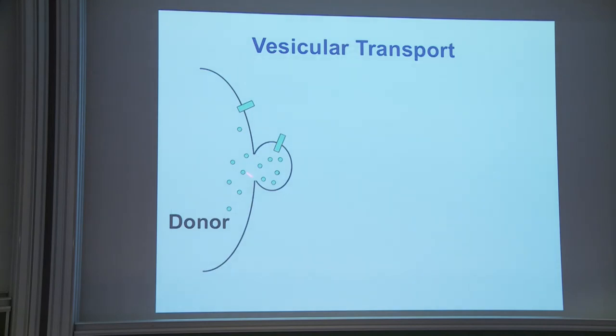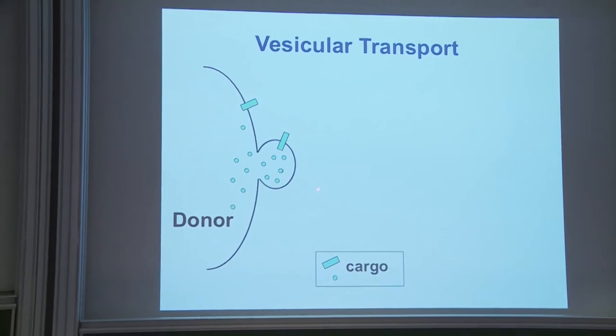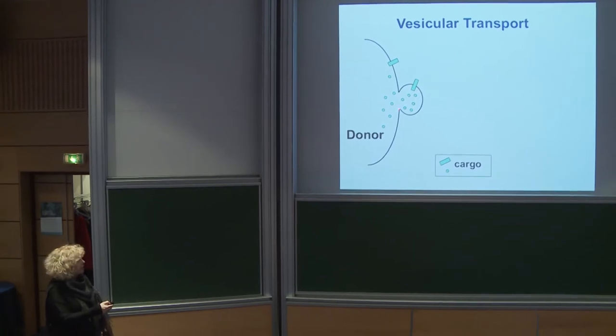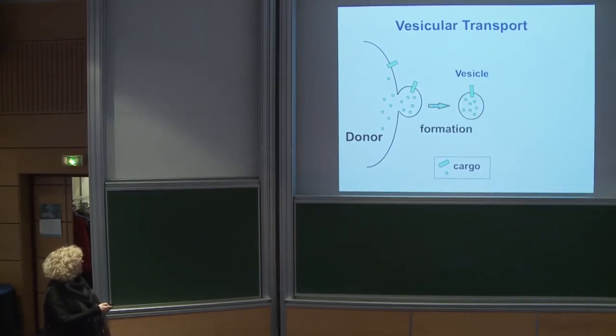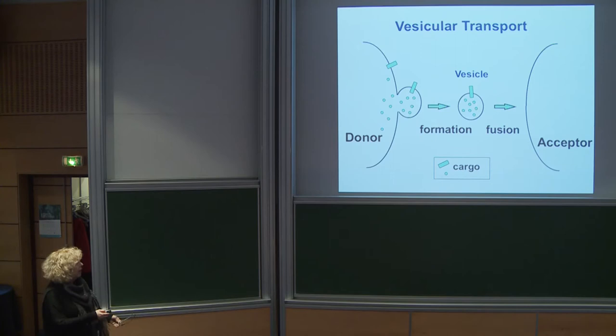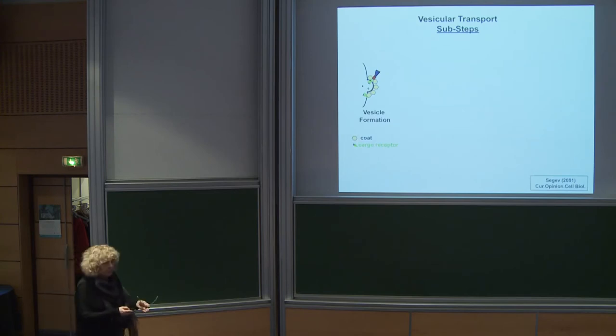So what is vesicular transport? A donor compartment, let's say ER, takes the cargo, which can be either luminal is the inside of the compartment, or membranous. And then this vesicle will form, and then it needs to fuse with the right acceptor compartment. So now this is vesicular transport, just the overview, but if you look really at the substeps, it's much more complicated, and you heard about these two.